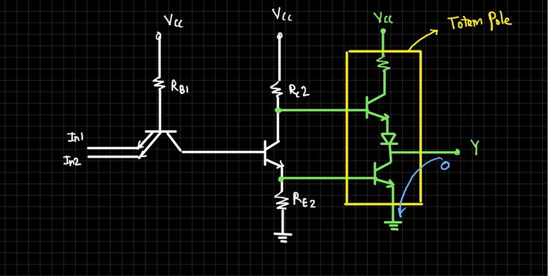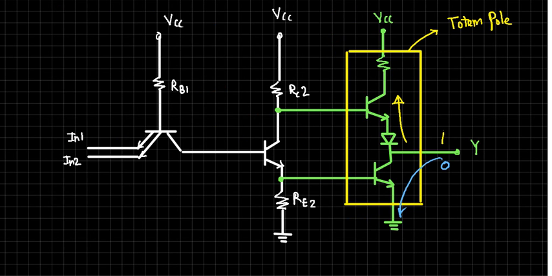So here, when the output is high, this is off, right? This is off, and this will conduct. Now see, when the transition happens from 1 to 0, there is no conduction. There is no reverse current flowing through this diode. I mean, there is no current flowing this way around when the output transitions from high to low.